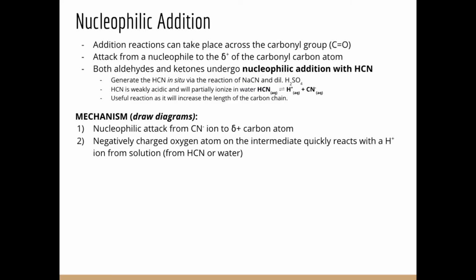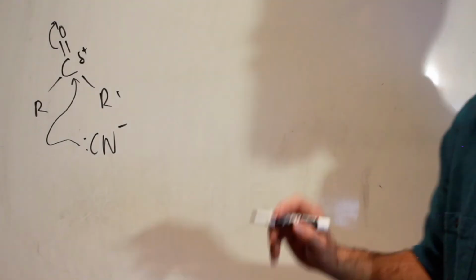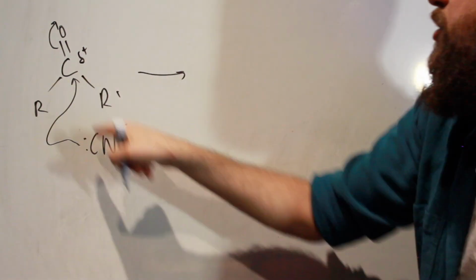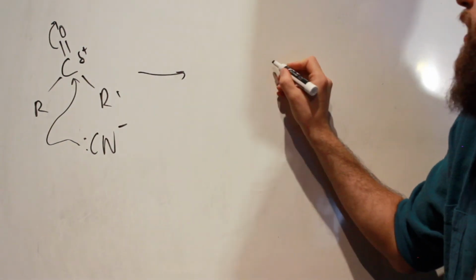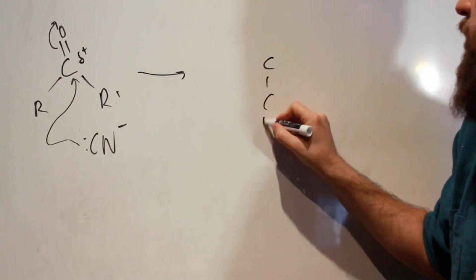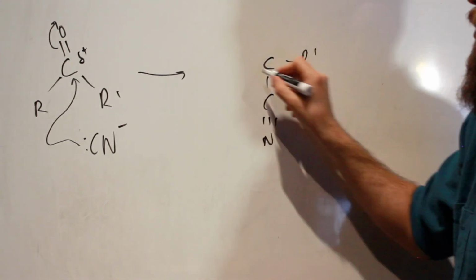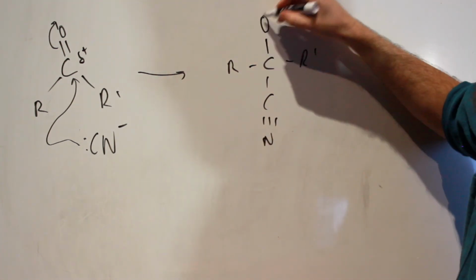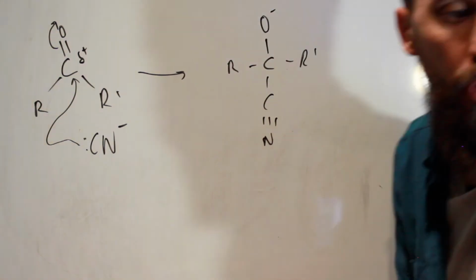Then we get to the second step where we have a negatively charged oxygen atom from the intermediate. So let's draw that. So what this would do is we push the electrons up there, we've made a new bond with the carbon, so we would end up with the nitrile. And then whatever our R group is, remember if it's an aldehyde, one of those R groups is a hydrogen. And then we've got a negative charge on the oxygen.